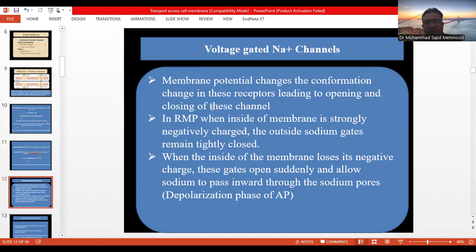Whenever the inside of the membrane loses its negative charge, these gates open suddenly and allow sodium to pass inward through the sodium pores, and it causes the depolarization phase of the action potential, because all of a sudden the voltage gated channels will open and there will be a flush of sodium ions inside the cell, which will cause the depolarization phase of the action potential.